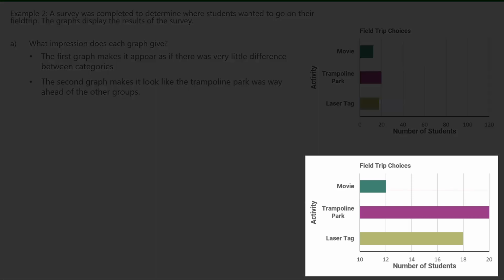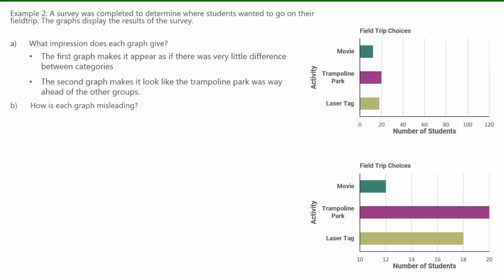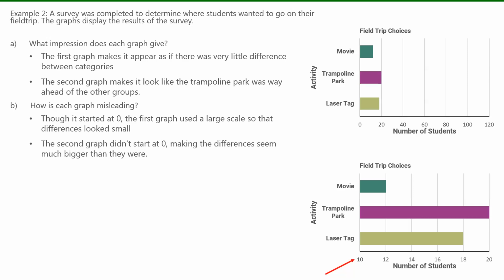The second graph makes it look like the trampoline park was way ahead of the other groups, so they don't look as close as the first graph. We can see that the movie category actually appears much less than the other two. How is each graph misleading? Well, though it started at 0, the first graph used a large scale so that the differences look very small. Because they compress those bars in that tiny space, it doesn't look like there's much difference between the bars at all. The second graph didn't start at 0, making the differences seem much bigger than they actually were.